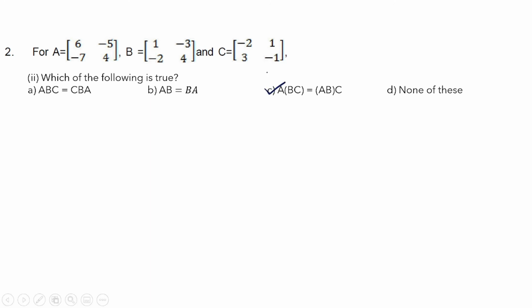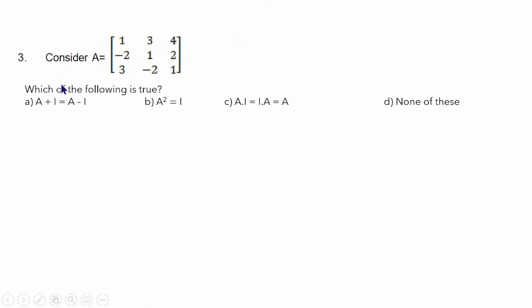So this is correct. The next question, consider A equal to [1 3 4; -2 1 2; 3 -1 3; -2 1]. Which of the following is true? A plus I equal to A minus I, A square equal to I, then A into I equal to I into A equal to A, and none of these. So here this is not true, this is also not true. Here we have A into I equal to I into A equal to A, that is A into the identity matrix equal to the identity matrix into A, this is equal to A. So this is true.